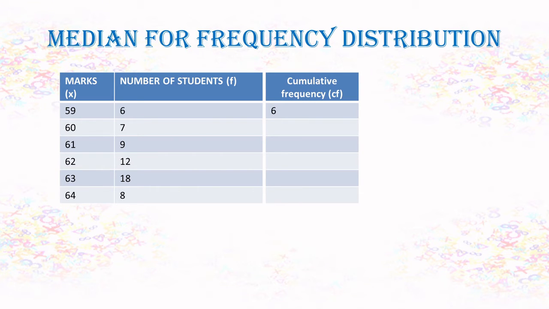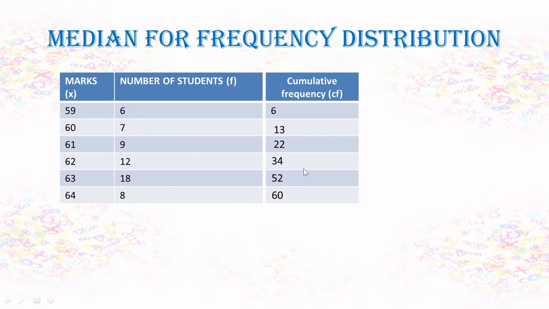But for the second class, the frequency is 7, and we have to add this to the frequency of previous classes. So 7 plus 6 equals 13. And for the third class, we need to find the cumulative frequency by adding all these three frequencies, or we can add the frequency of this class with the cumulative frequency of the previous class. So 9 plus 13 equals 22. Like this, 12 plus 22 is 34, 18 plus 34 is 52, and 8 plus 52 is 60.